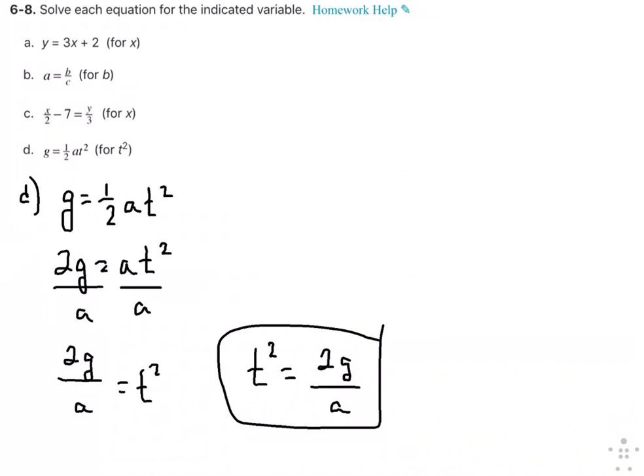Interesting, they're asking us to solve for t squared. And if they wanted us to solve for t, then we would carry it one step further, and we would get t equals plus or minus the square root of 2g over a.